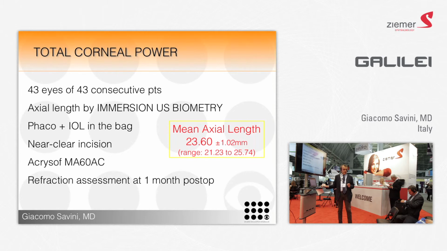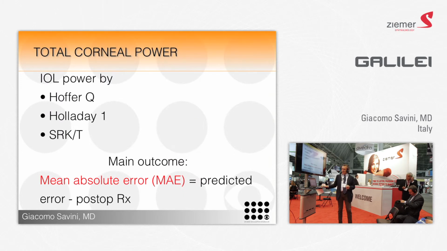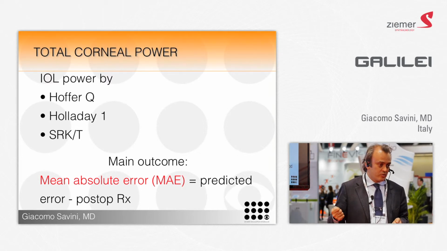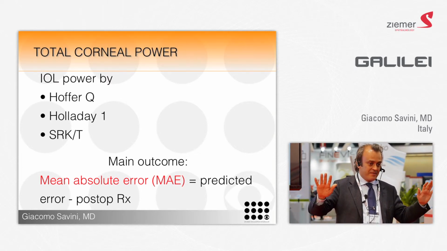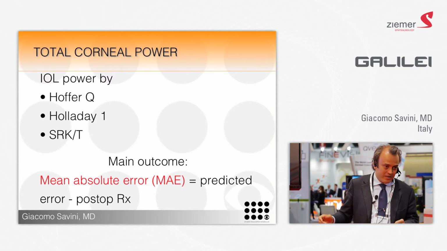We enrolled 43 eyes of 43 patients who got a 3-piece Acrisof, and we refracted them after 1 month. It was a very normal sample with no very long and not very short eyes. The IOL power was calculated by Hoffer Q, Holladay 1 and SRK/T formulas, and we calculated the mean absolute error as the difference between the refraction we predicted and the refraction we observed, using the absolute error. Otherwise, a -5 and a -5 and a +5 would give you 0, and it seems a perfect formula while it is not.